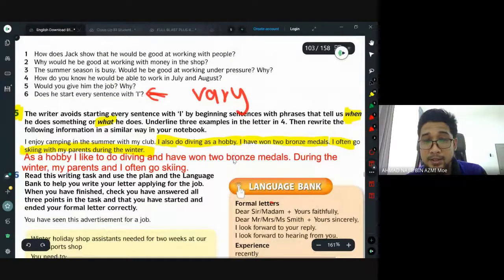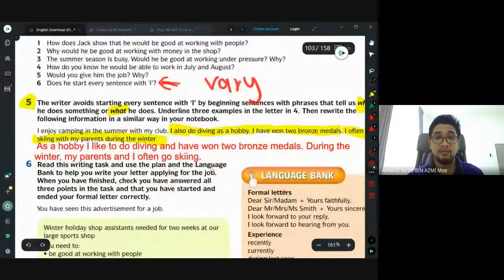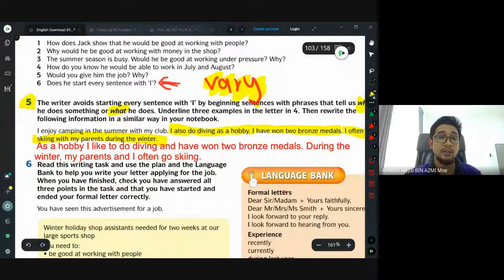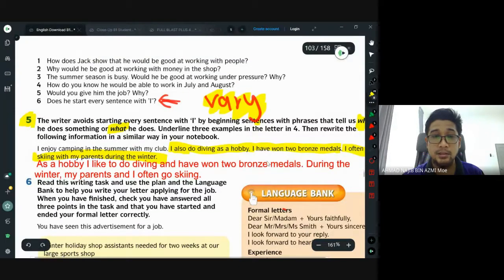Okay. So, everybody, is that clear? How we can vary our sentence dan kita nak pelbagaikan kita instead of saying I all the time. Jelas? Ada soalan?